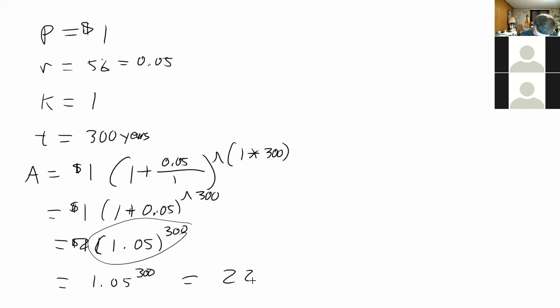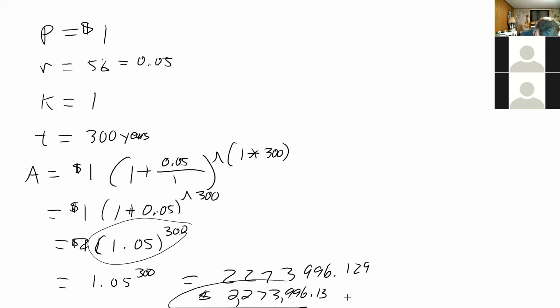I'm getting 2273996.129, which is 2273996.13. $2,273,996.13. Just think if Ben Franklin had been your great-great-great-great-great-grandfather or something and had invested $1 in a bank that was still there, but yeah, anyway. All right with that? Yes.